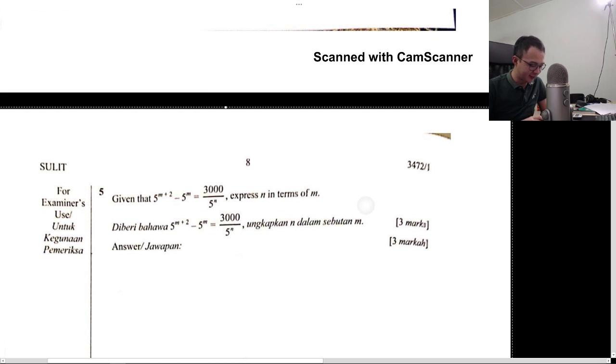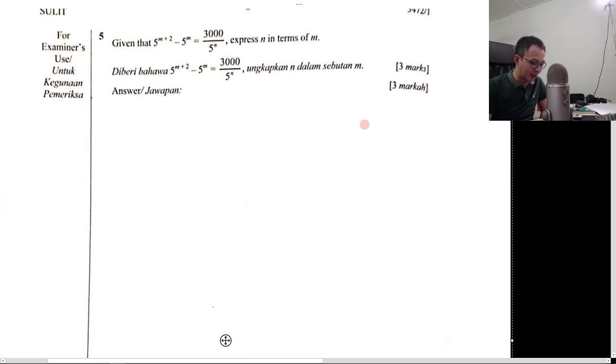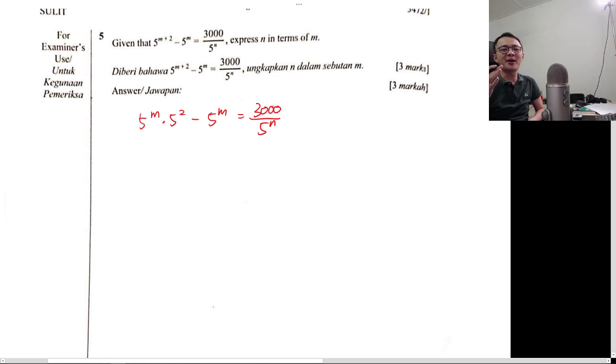Number 5 here. Okay, so yeah, we have some indices question. So you just copy and expand. This is 5^(m+2) multiply 5^2 minus 5^m equals to 3000 over 5^n. And the question asked me to express n in terms of m. So what happens here is, yeah, I will do some simplification here. This is 25, right?